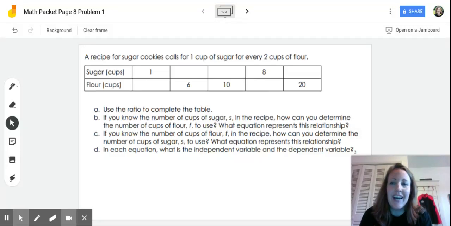Hey, it's Mrs. Golding. I'm in your math packet on page 8, problem 1.